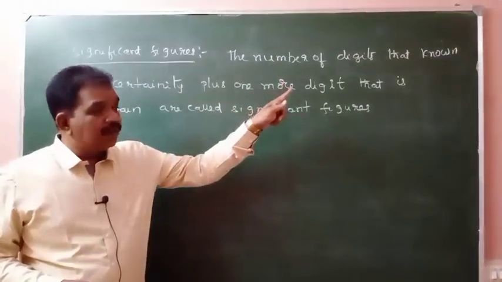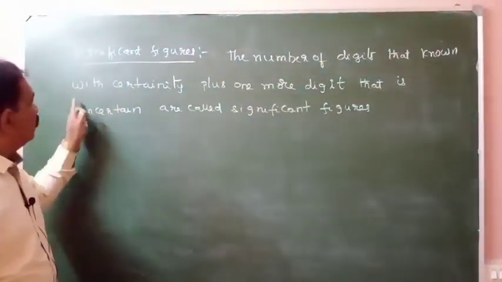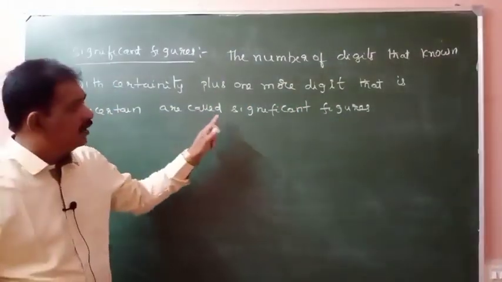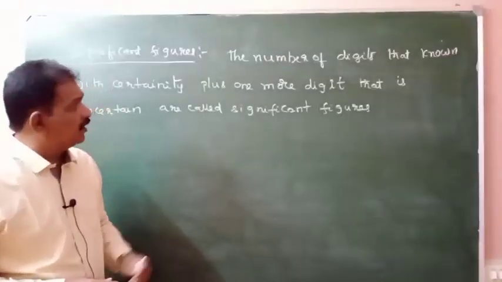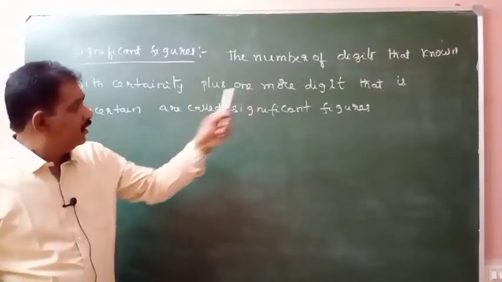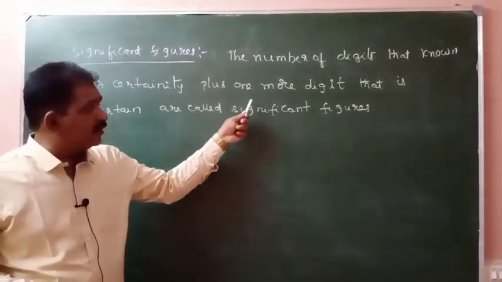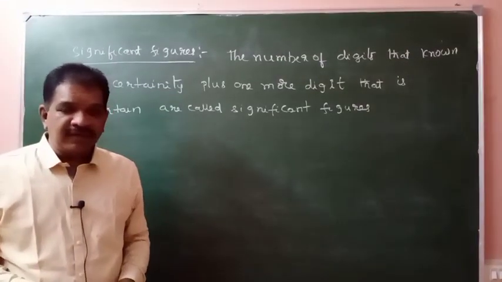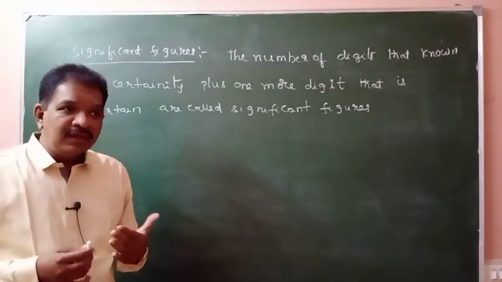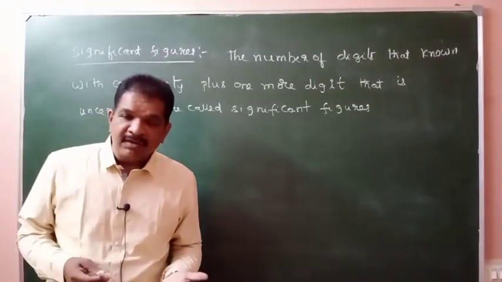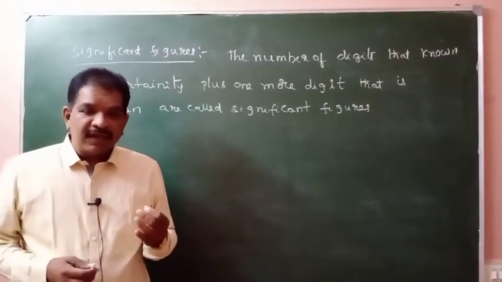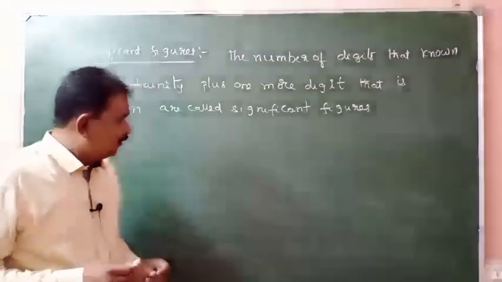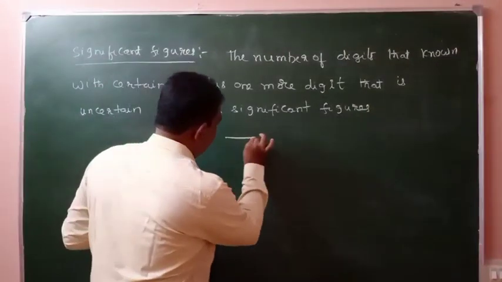The number of digits that are known with certainty plus one more digit that is uncertain are called significant figures. What this means is, in any measurement, if you are taking the measurement with any device, the last digit will always be uncertain. For example, there is a rod like this.